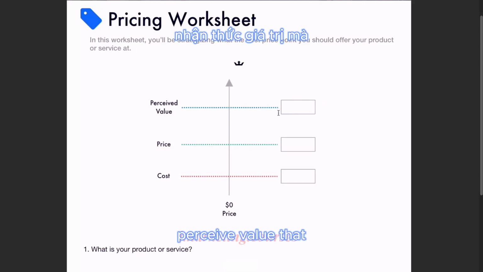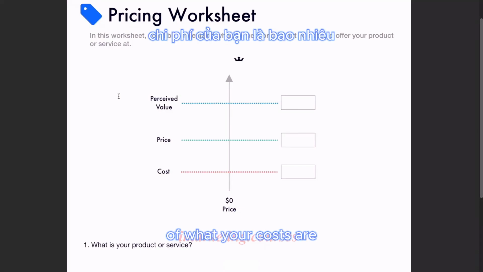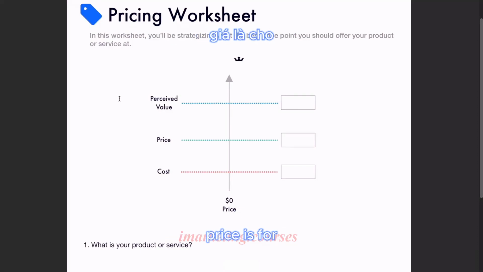What's that perceived value that people have when it comes to your product or service, and you want to put it down here. Once you finish this worksheet and you answer all of the questions, you should have a really good understanding of what your costs are, what the market price is for your product or service, and what you actually want to charge. And once you have this price in perceived value, then you can go out and try to see if people are willing to pay you money for the price you believe that they should be paying.